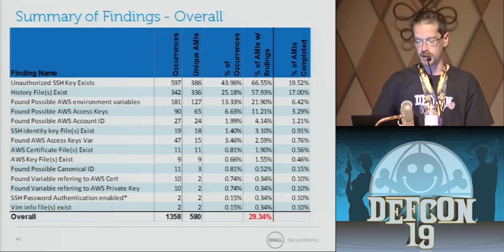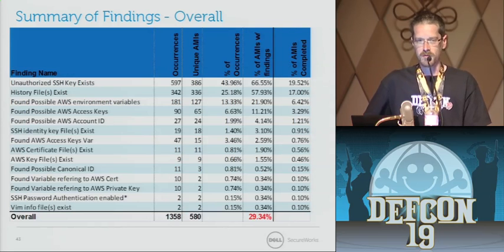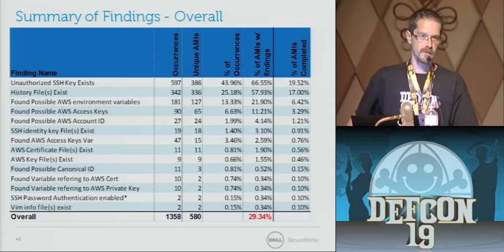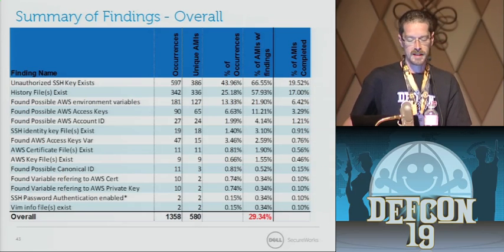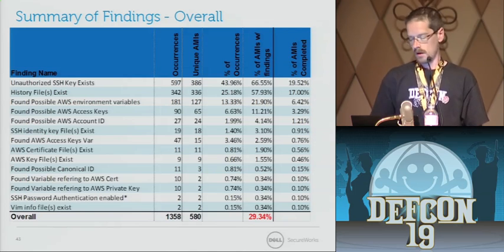Our second highest finding was just the existence of a history file. So that in and of itself may or may not be a significant finding. If that history file contains sensitive environment variables, key materials, et cetera, we would log another finding. But in some cases, the history file might have some sensitive info that we weren't scanning for.